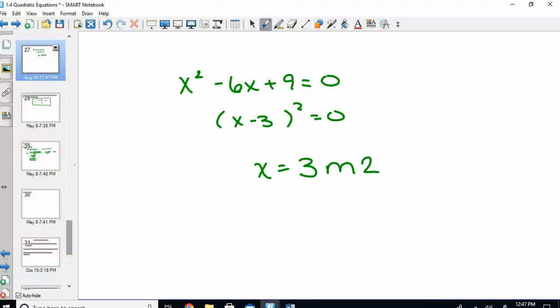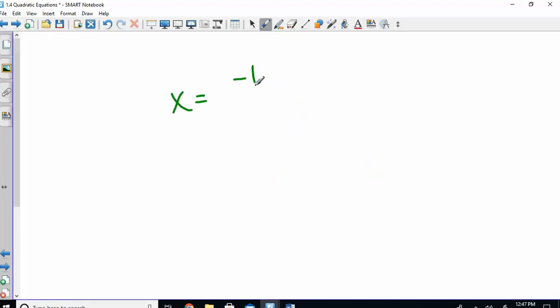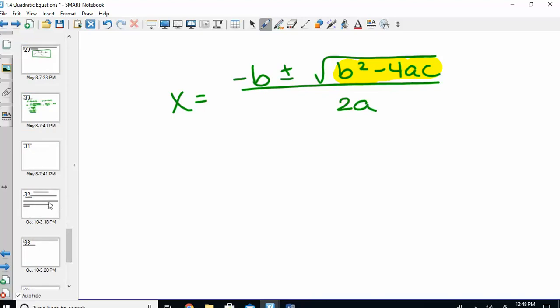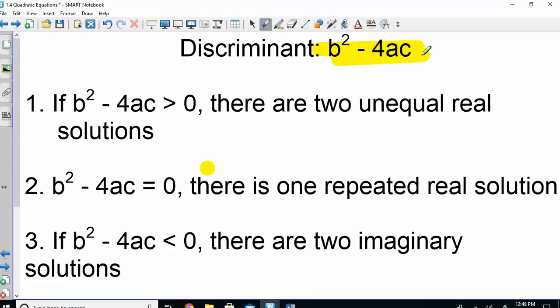All we need is a portion of the quadratic formula. If you're looking at your quadratic formula, what about this could make our answer turn imaginary? If I want to know if my answers are going to be real or imaginary, all I really need is that part under the square root. That has a special name. It is called the discriminant, that b squared minus 4ac.